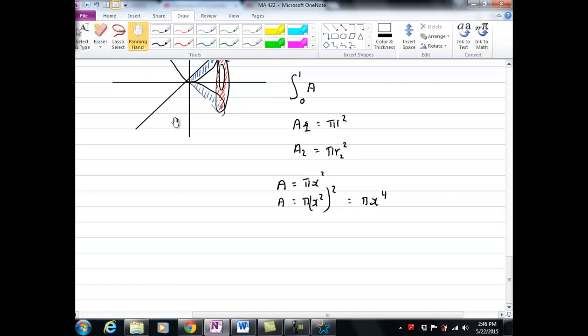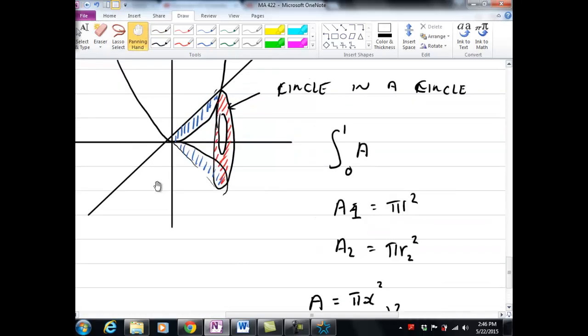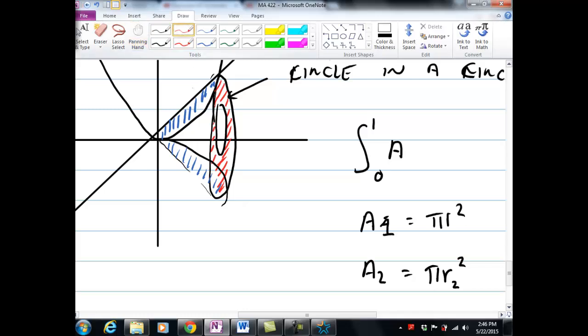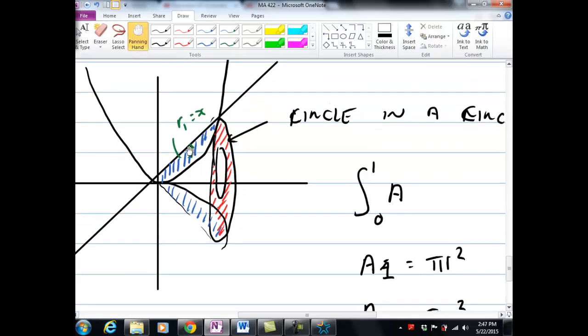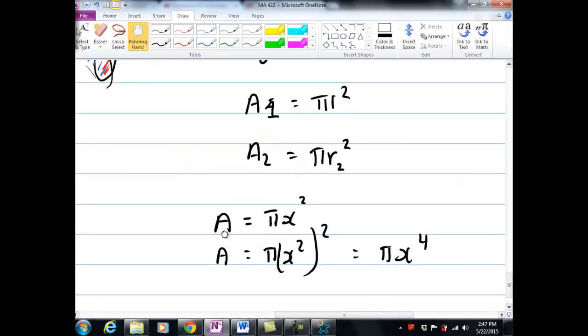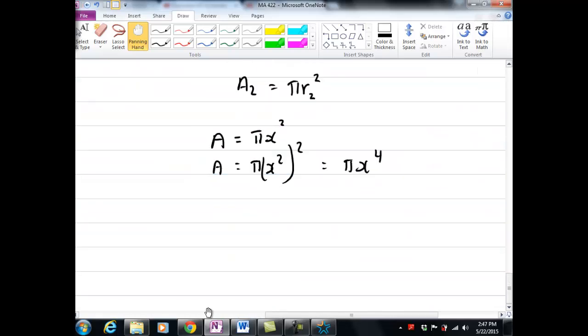Because, let's go back to here. I'm going to zoom in here. Would you agree the outer circle, let's use green, is from here to here. This is the first circle. This is R1. Okay? R1 is just equal to x, because y equals x. Because the y value equals... R2 is the distance from here to here. That's R2. So R2 is the distance from here to here, which is x squared.